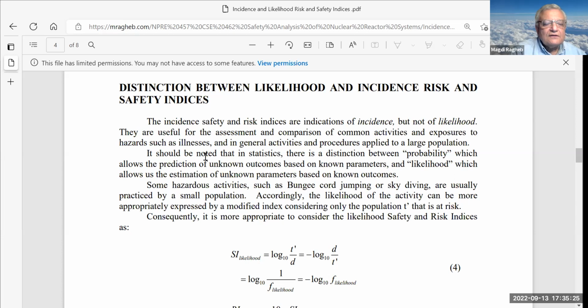It should be noted that in the field of statistics, there is a distinction between probability, which allows a prediction of unknown outcome based on known parameters, and likelihood, which allows us the estimation of unknown parameters based on actual known outcomes. Some hazardous activities such as, say, bungee cord jumping or skydiving or motorcycling are usually practiced by small populations. So it is not realistic to apply to a small population the criteria in terms of risk and safety that we apply to a large population.